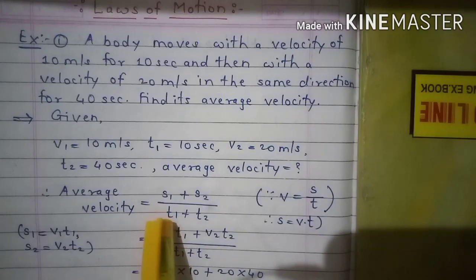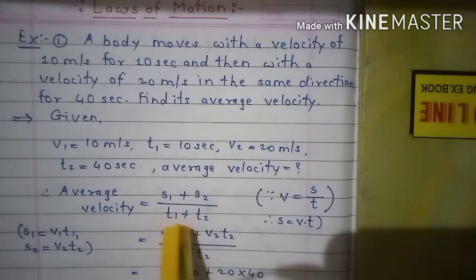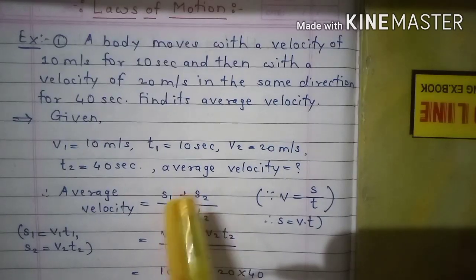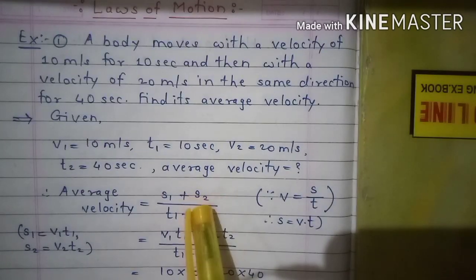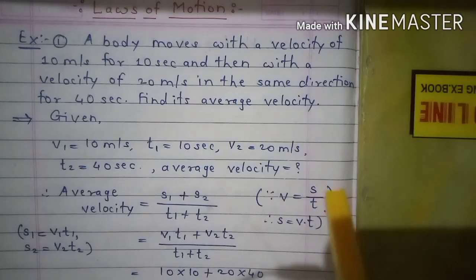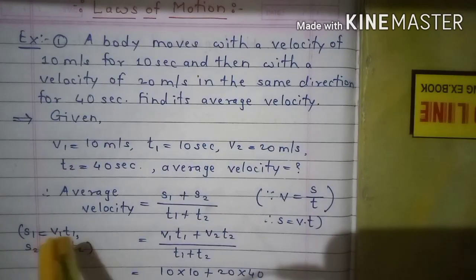Average velocity is equal to S1 plus S2 upon T1 plus T2. Here S1 is what, children? That is the distance for the first velocity and S2 is the distance for the second velocity. Now here we will see velocity is equal to distance upon time, that is V is equal to S upon T. Now here I want distance. So we are converting this formula into distance, that is, by cross multiplication, S is equal to V into T. So S1 is equal to V1 T1 and S2 is equal to V2 T2.